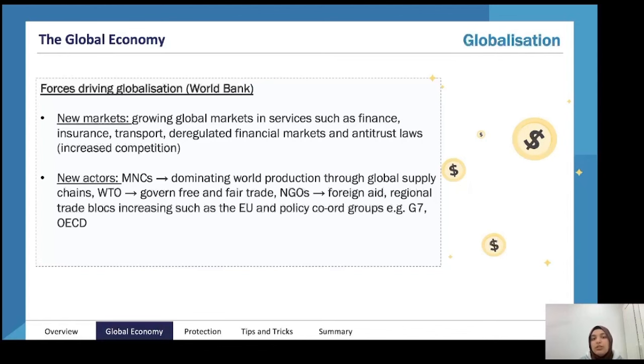We've got new actors. A lot of new actors come into play because we're now more globalized. So multinational corporations, which are very large businesses that dominate world production through global supply chains, etc. The World Trade Organization, which governs free trade and fair trade, which we'll talk more about as we progress. Non-government organizations, these include foreign aid, regional trade blocs increasing such as the EU, and policy cohort groups such as the G7 and the OECD.